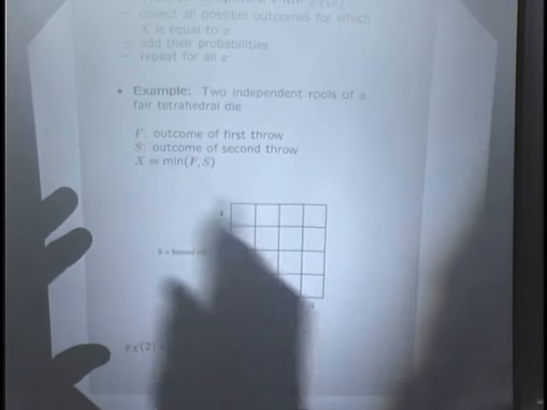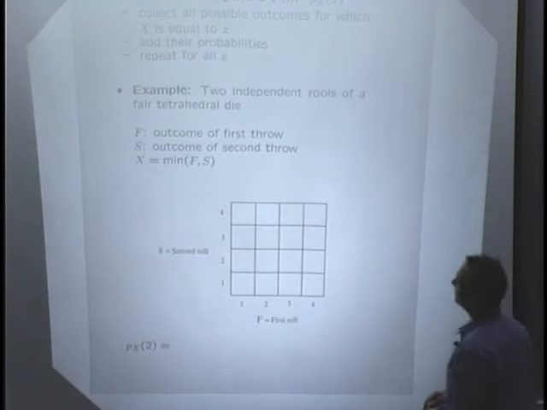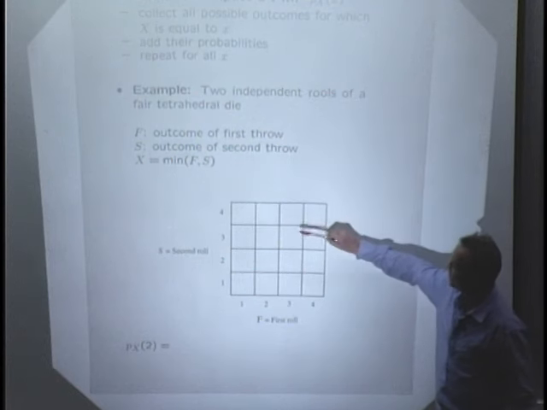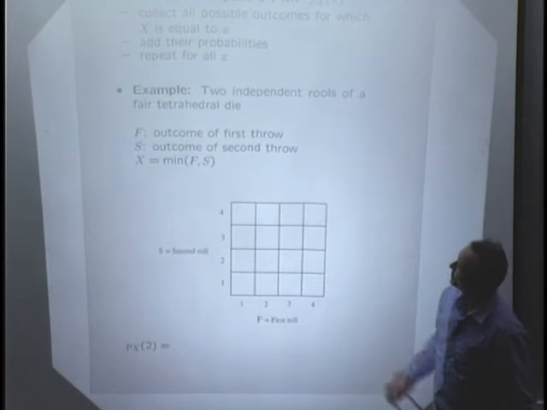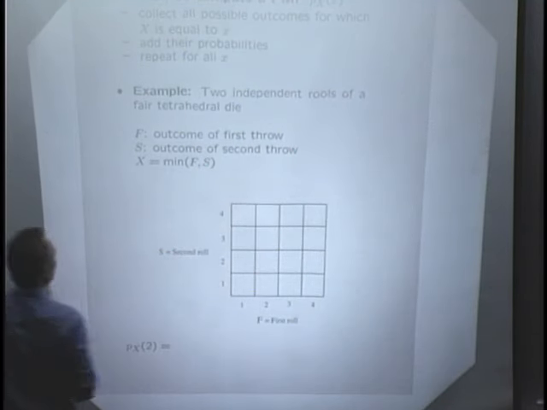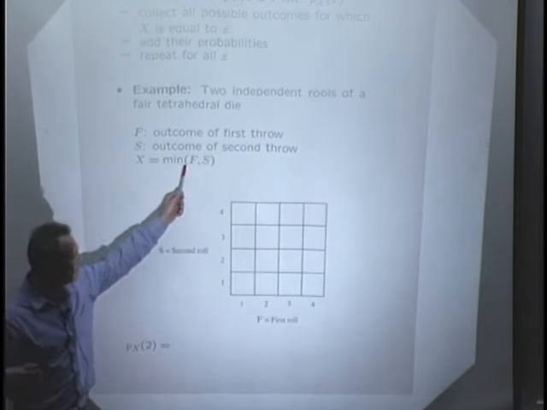I take a tetrahedral die, I toss it twice, and there are lots of random variables that you can associate with the same experiment. So the outcome of the first throw, we can call it f. That's a random variable because it's determined once you tell me what happens in the experiment. The outcome of the second throw is another random variable. The minimum of the 2 throws is also a random variable.